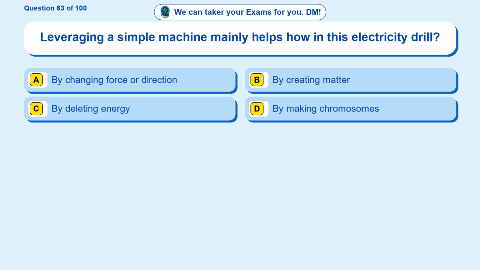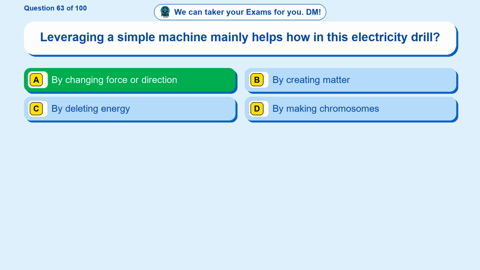Question 63. Leveraging a simple machine mainly helps how in this electricity drill? Option A. By changing force or direction. Option B. By creating matter. Option C. By deleting energy. Option D. By making chromosomes. The correct answer is option A. By changing force or direction.